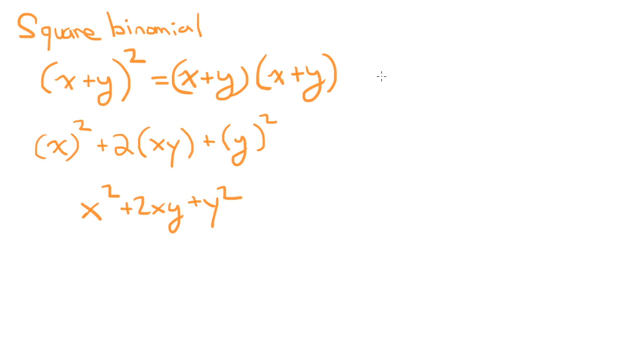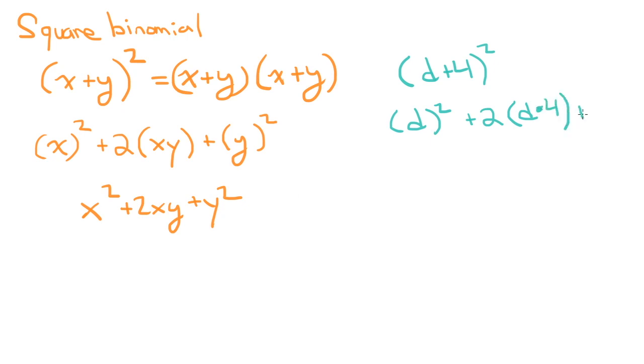Now, it's always easier to see this when you actually have numbers. So let's have d plus 4. Sure. So d plus 4 squared, right? So what am I doing this time? I'm going to go slow. I'm going to square the first term. That's going to be d squared. I'm going to write that. I'm going to double the multiplication of these, d times 4, which is going to be 4d, right? And then I'm going to add the square of the last term.